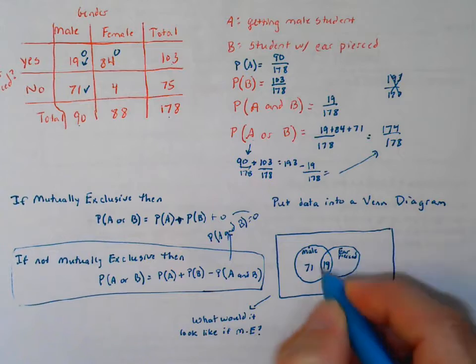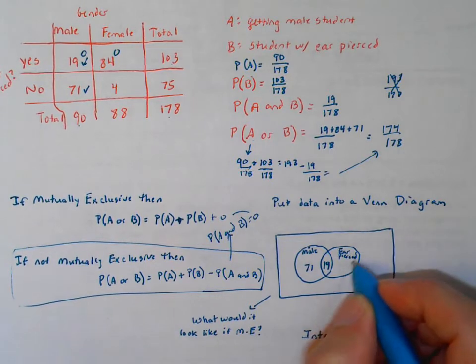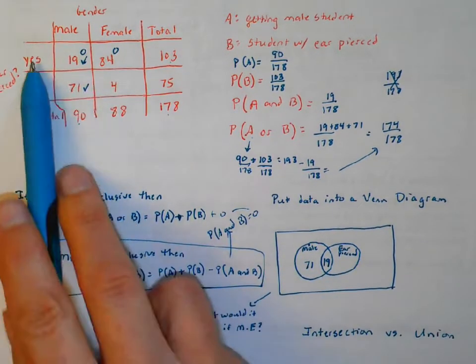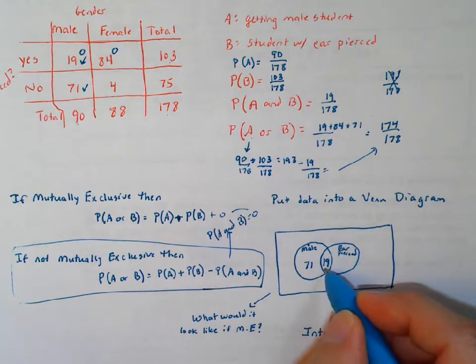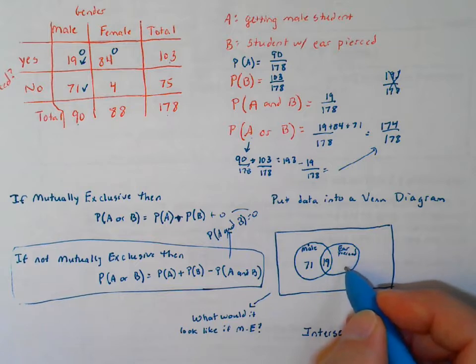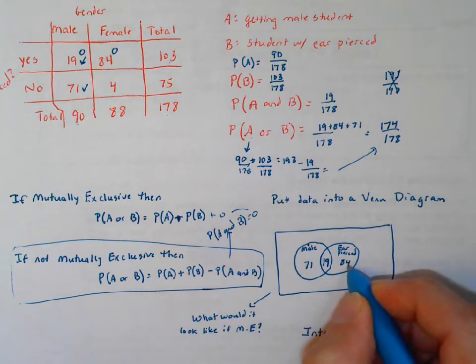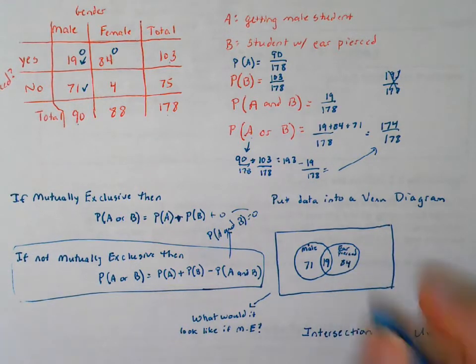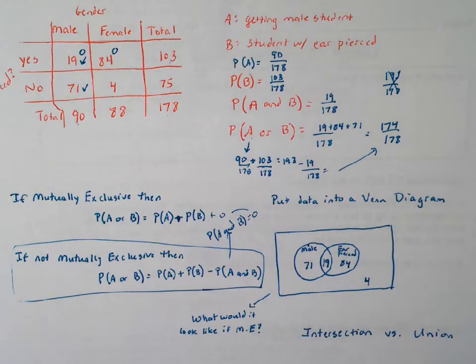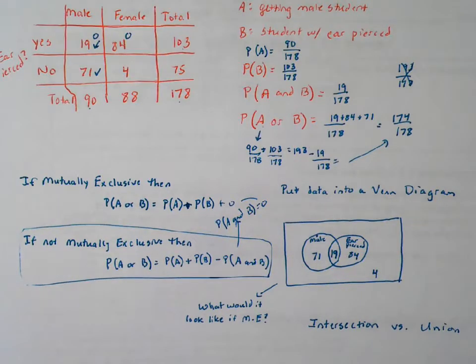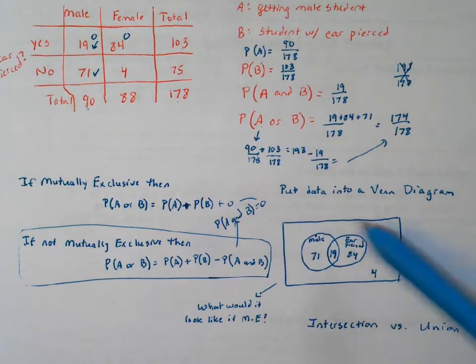Over here, I want those that are ears pierced. Okay, everyone with their ears pierced. So ears pierced was 103. So I need 103 people in here, but I don't want to count the males, okay, because the males would be in this category. So this would be the ears pierced without males, which would be the 84 people. Okay, out here, this is people that aren't males and aren't ears pierced, so that would be 4 people. Okay, so yeah, this is the people that aren't either of those.